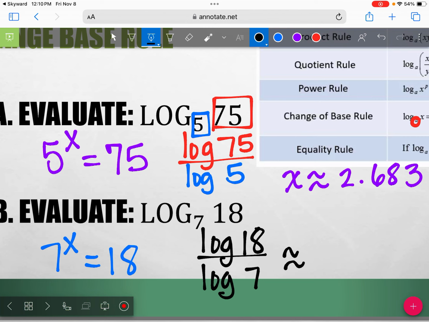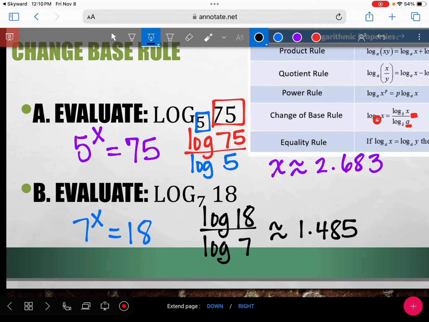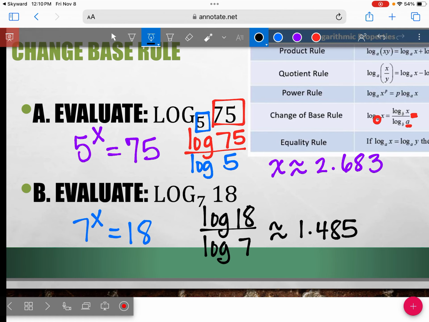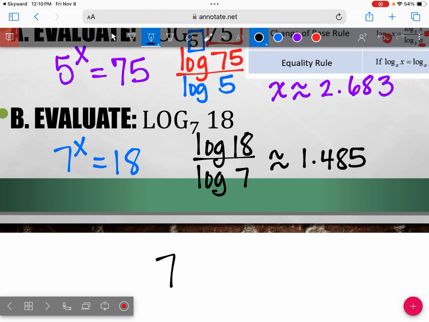What did you get for part B? 1.485. Who got that? 1.485. That is correct. So if you were to type in your calculator 7 to the power of 1.485, you're going to get a number really, really close to 18. Any questions about that rule?